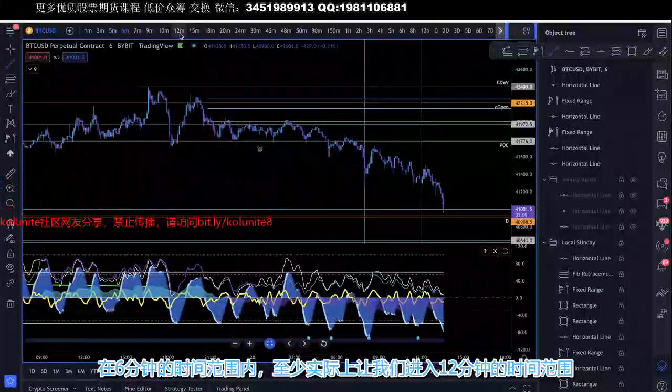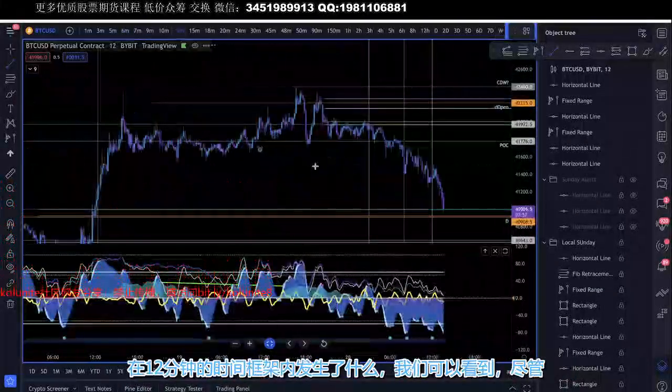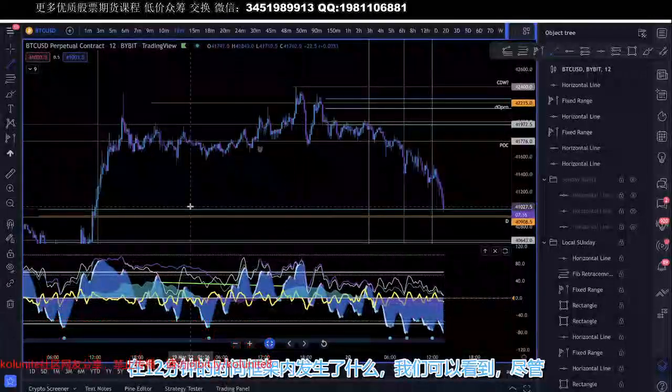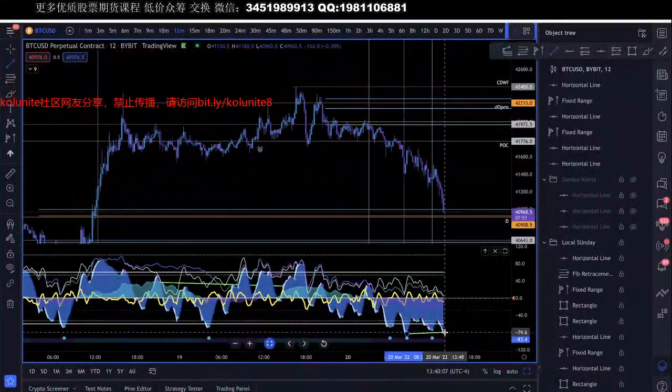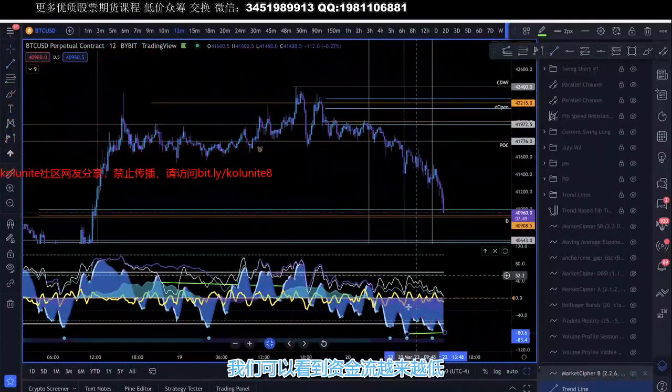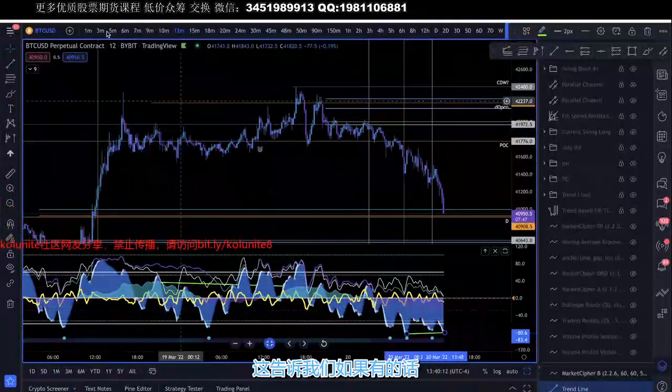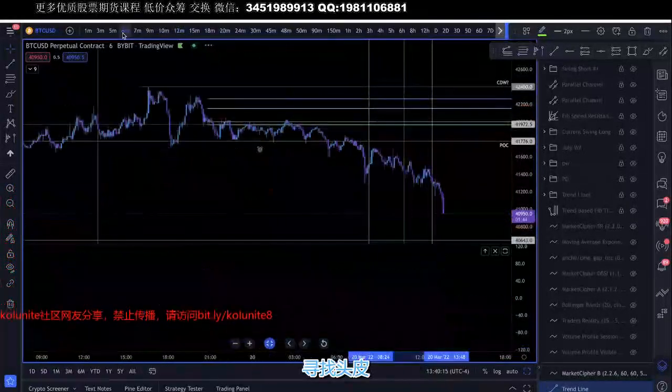Actually, let's go to the 12-minute time frame. What's happening on the 12-minute time frame? We can see that although we do have a bullish divergence forming, the money flow is getting lower. This is telling us, if anything, look for a scalp.